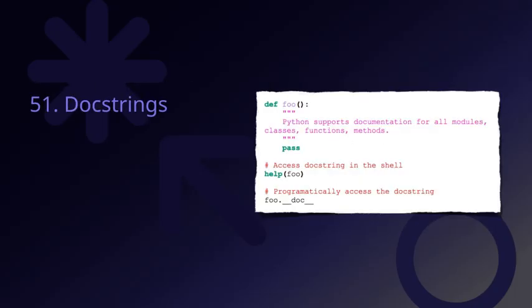Let's talk about docstrings. Docstrings are essentially the documentation strings we include directly in our code. They serve as a built-in way to explain what a particular function, class, or module does.